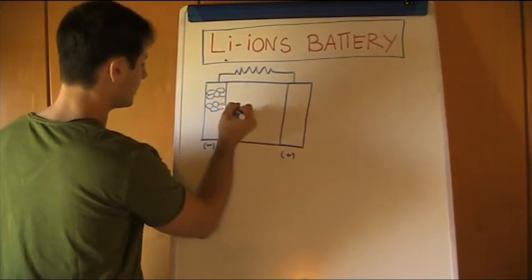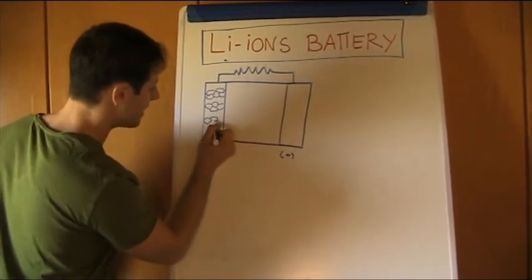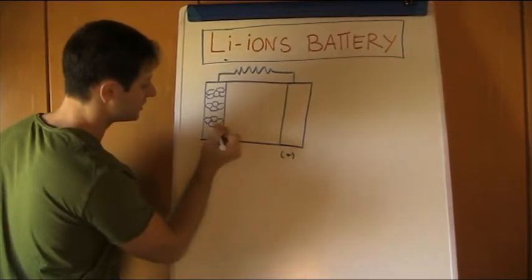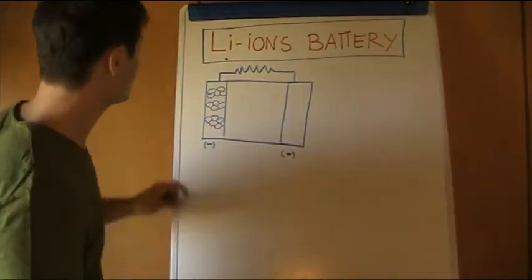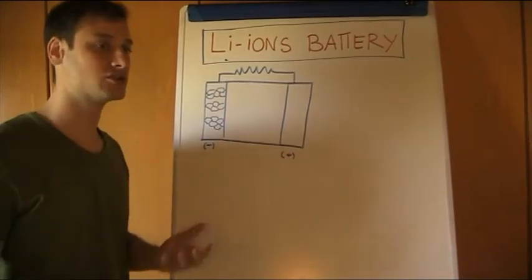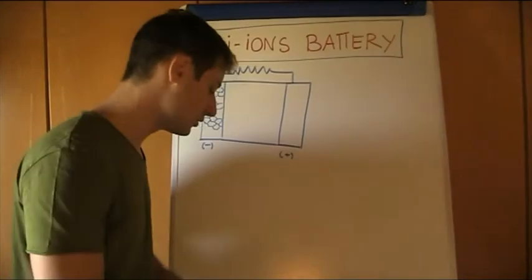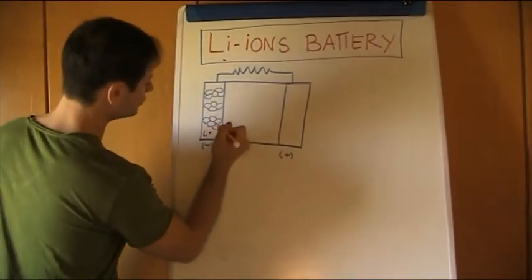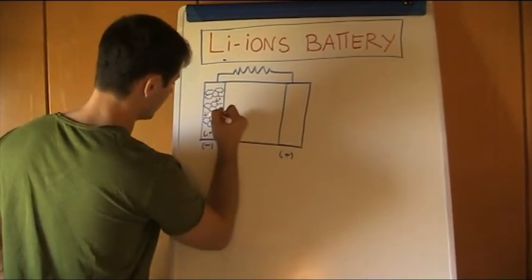Why graphite? Because graphite exhibits a certain conductivity and at the same time is able to promote the intercalation of lithium cations inside this structure. So basically we can say that the negative electrode is composed of graphite or other carbonaceous amorphous materials having a nice surface area able to promote the intercalation of lithium cation, Li+.